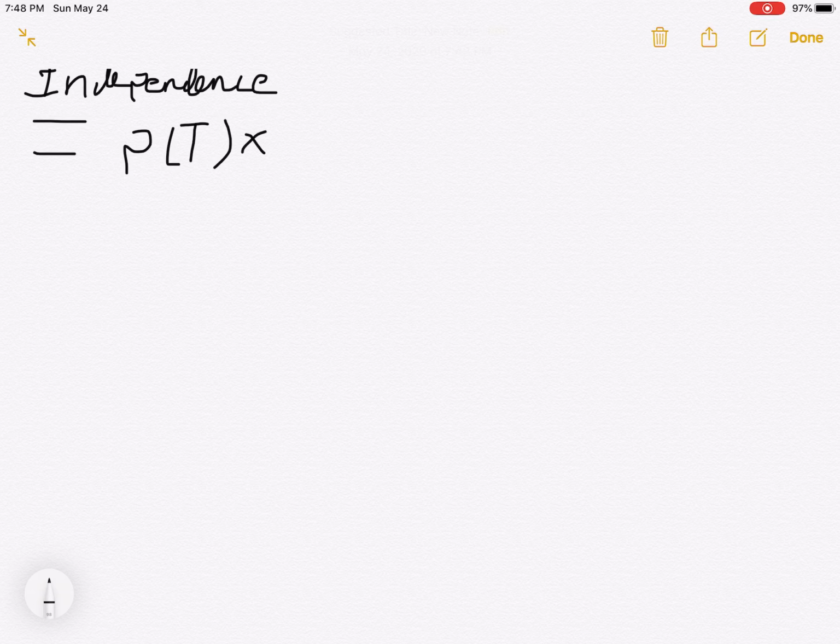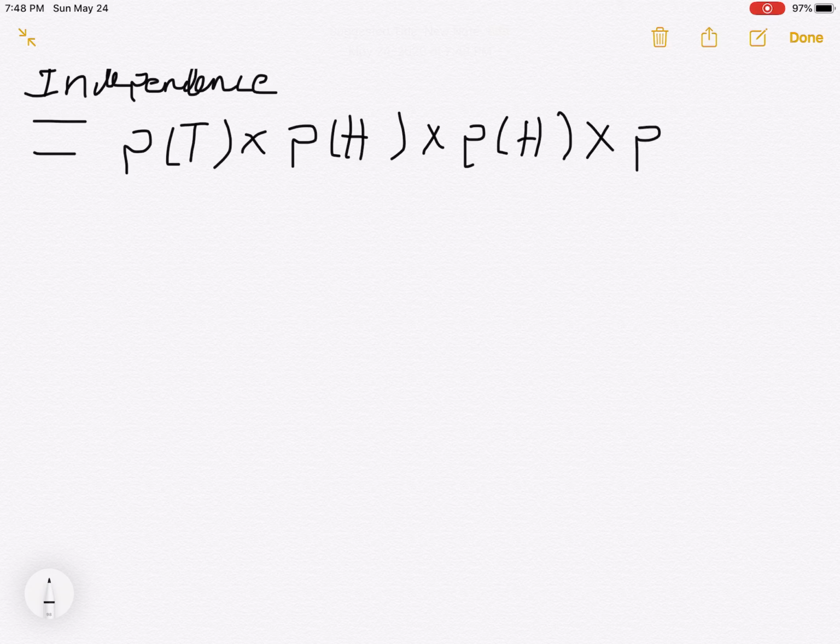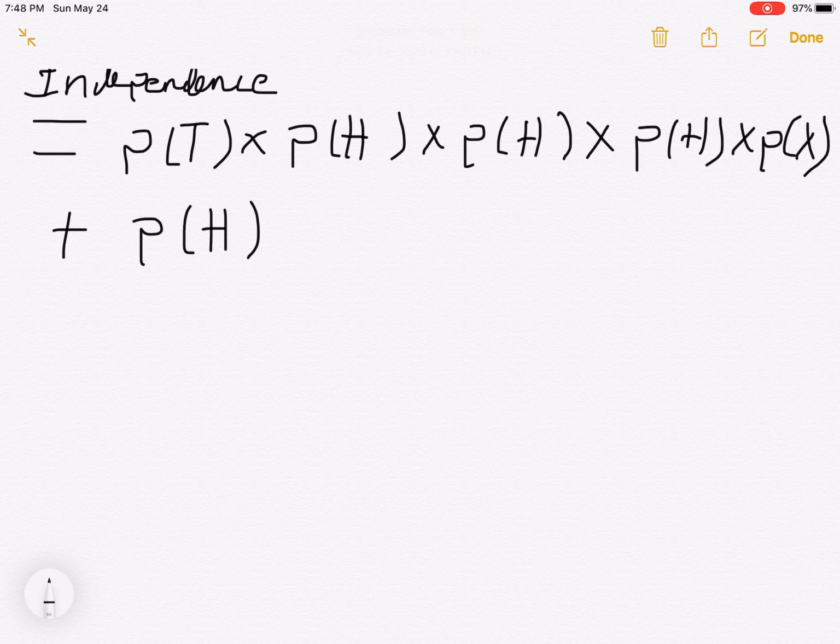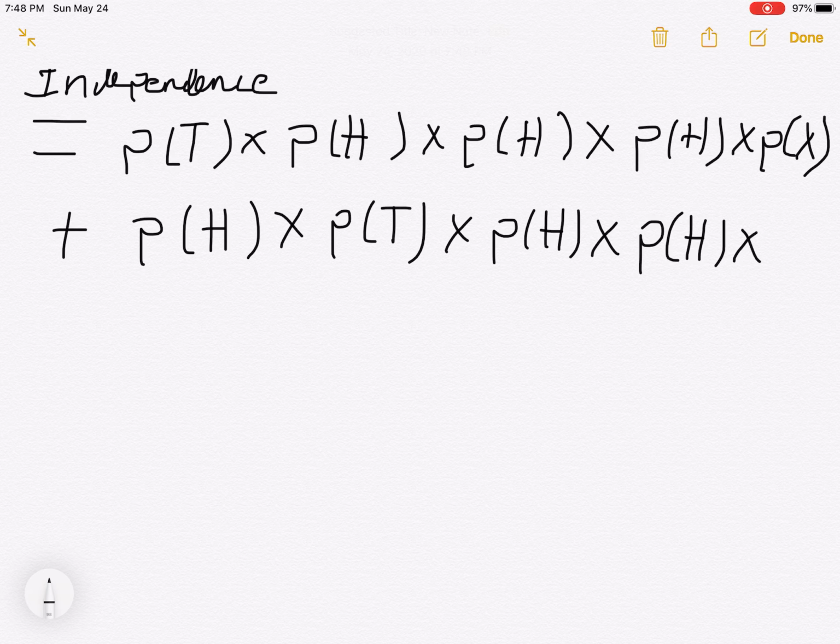Okay. So now, because it's safe to assume that one toss of the coin does not affect the other toss of the coin, and all the tosses of the coin are identical coins, identical probabilities, I'm going to use the independence property here. And for any one of these probabilities, I can do probability of tails times probability of heads, times probability of heads, times probability of heads, times probability of heads. For my next one, I'll have probability of heads times probability of tails times probability of heads times probability of heads times probability of heads. And that should be an H there, okay?